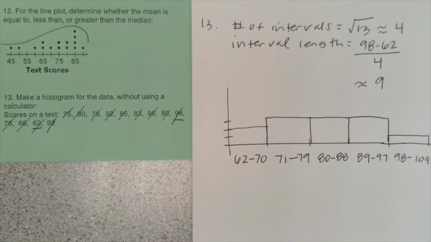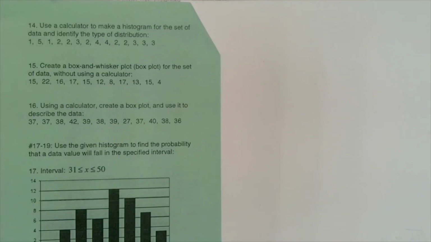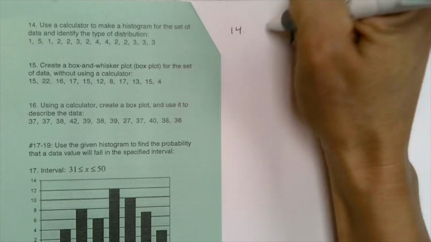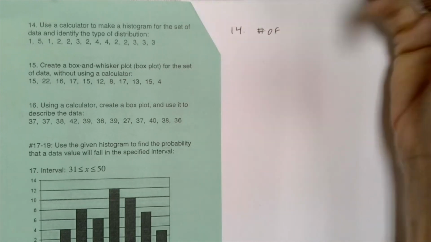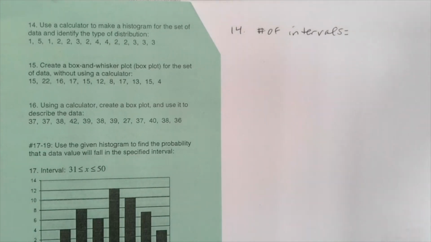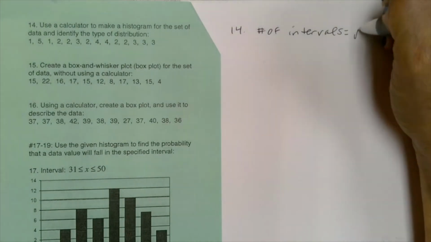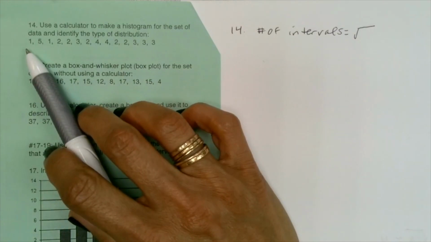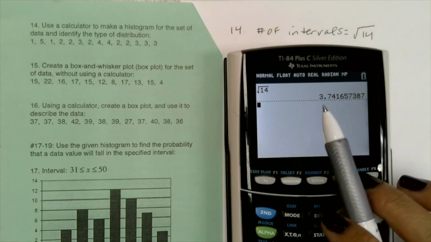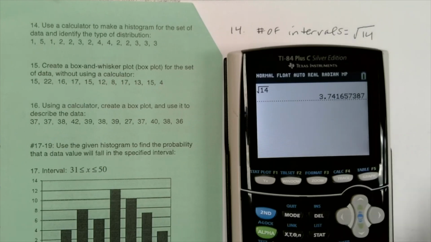And there's our histogram. For number 14, it says use a calculator to make a histogram for the set of data and identify the type of distribution. So first what we're going to do is find the number of intervals. To do that, you take the square root of the number of values in your data set, and you get 3.7, but that will round up to approximately 4.